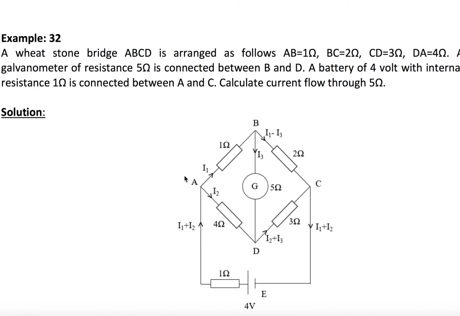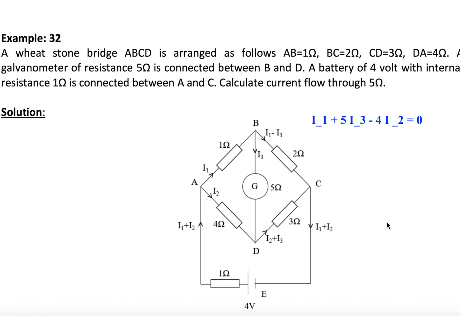ABDA, this loop. What is KVL? KVL in ABDA is nothing but I1 plus 5 I3, minus, see, the current is flowing away from you. That means this is the loop direction, A to B, B to D, D to A, but the current is just opposite to your loop's direction. So you have to take a negative sign. What is the voltage drop? 4 I2 equal to what? Equal to 0. This is equation 1.